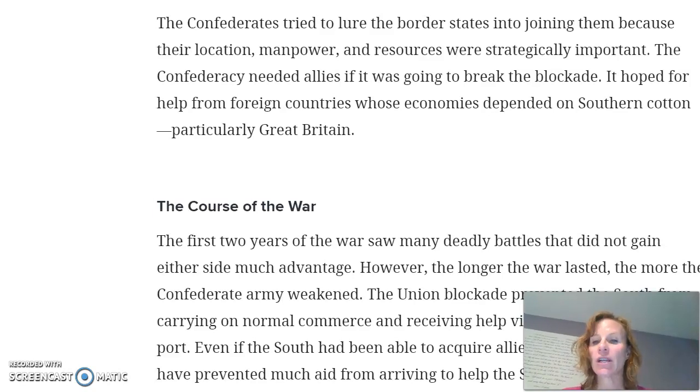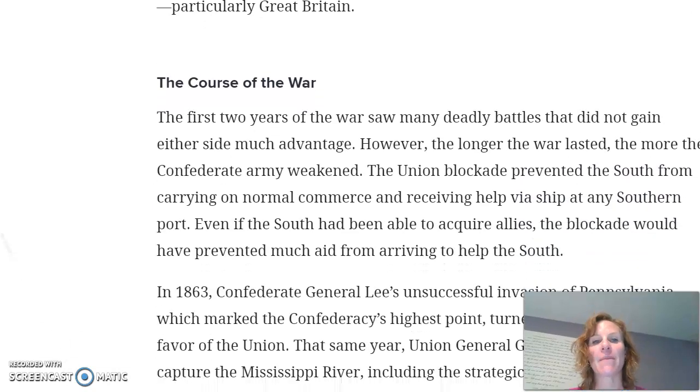So this is just reiterating what we just talked about, that they needed to be able to get into their ports, to be able to sell their cotton, to be able to import or bring weapons in. So they were trying to look for allies or people to support them.